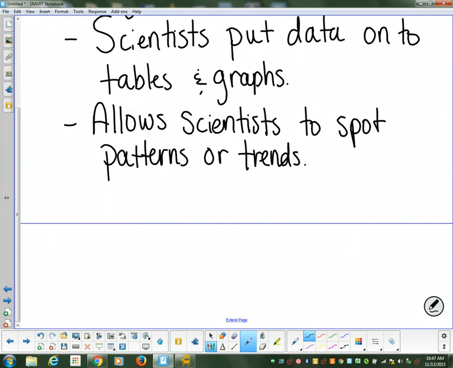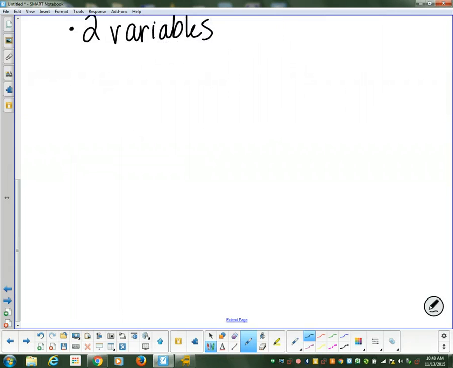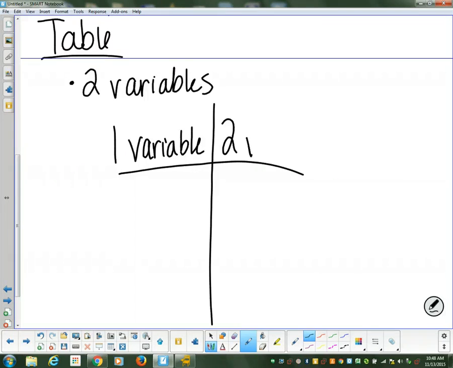Now that we know that we have this information that we have to be able to plot, one of the easiest types of graphs to work with is a table graph. Actually, I'm just going to call it a table. We're just going to refer to it as a table. Okay, a table is going to be made up of two variables. And you are familiar with this one because it has a t-chart. Usually it's made up of a t-chart. And one of the variables is going to go on the left side, so one variable on the left, and the second variable is going to go on the right.